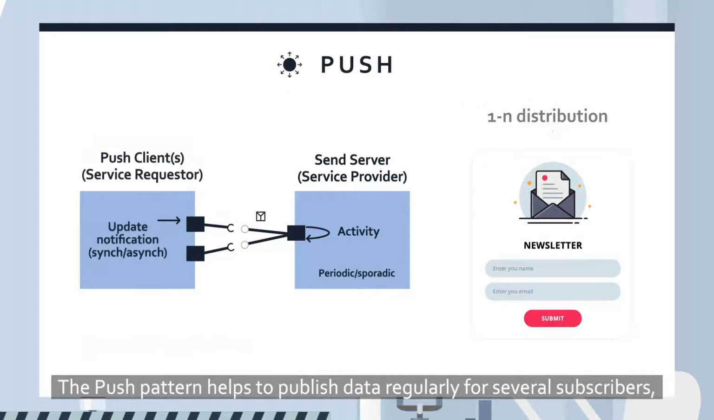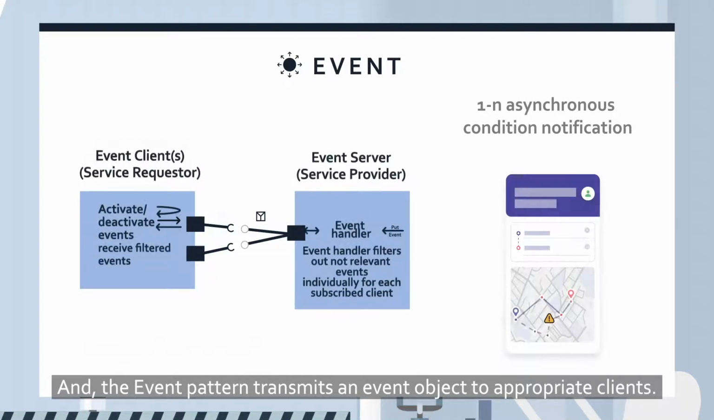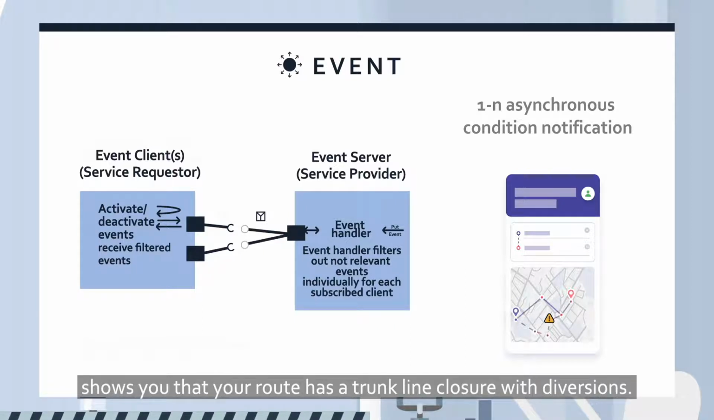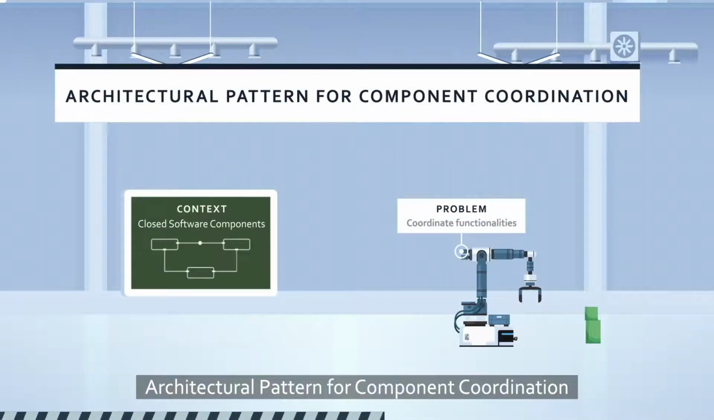The push pattern helps to publish data regularly for several subscribers, as it happens when you subscribe to a newsletter. And the event pattern transmits an event object to appropriate clients. For example, when you search a train route and the app shows you that your route has a trunk line closure with diversions. Architectural pattern for component coordination.